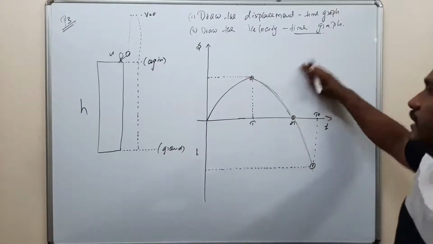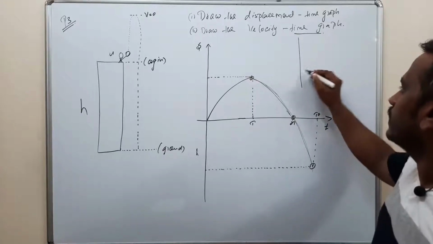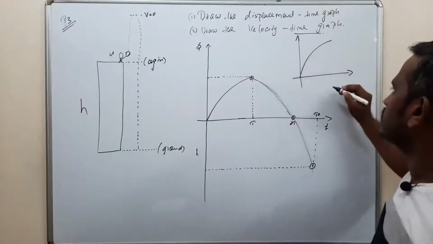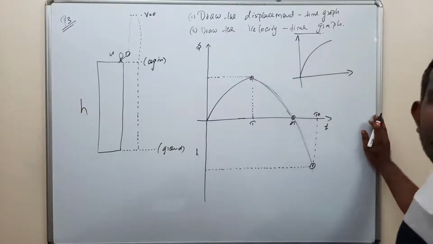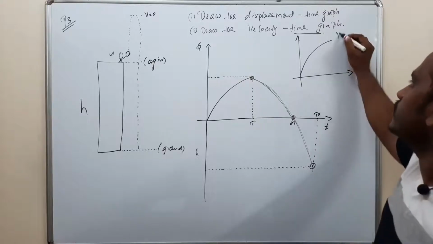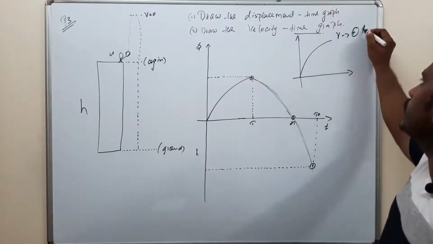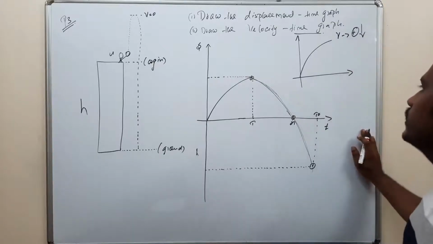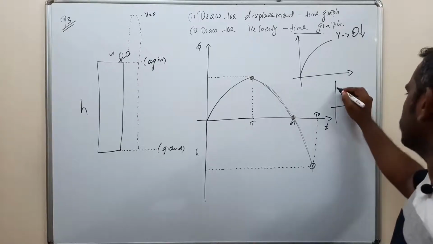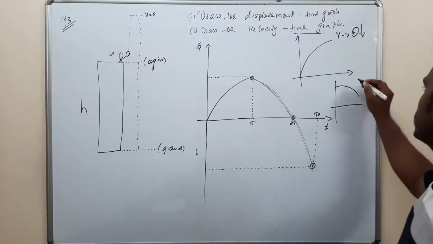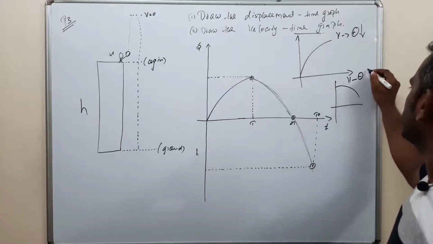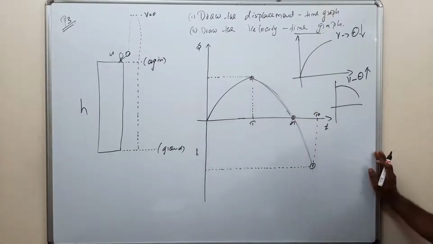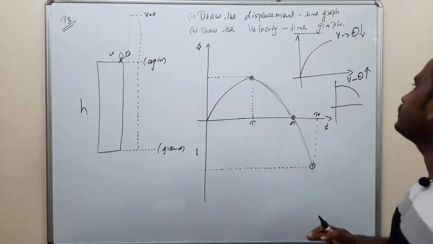When we study the theory, the curve is like this: positive velocity, the velocity is positive and decreasing. When the curve is like this, the velocity is negative and increasing. That is this portion of the curve. Okay.